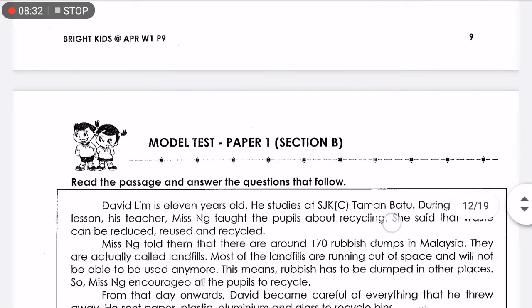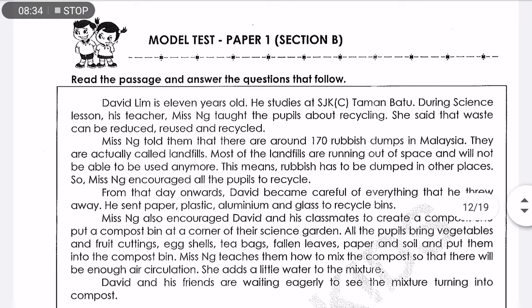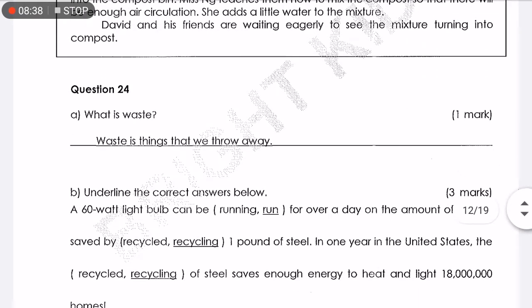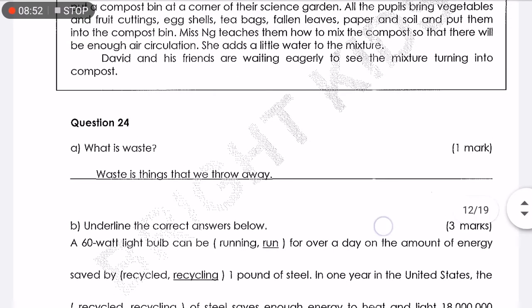Let's look at the last comprehension. Read the passage and answer the question as follows. What is waste? Now, waste are things that we throw away, right? Things that we don't use anymore. Another word for waste is like rubbish. Okay, so how do you answer? Waste is things that we throw away.